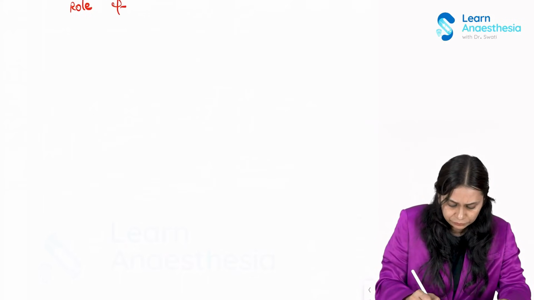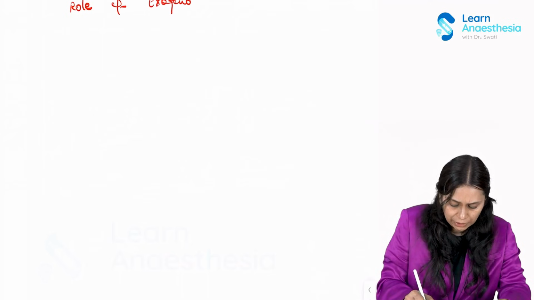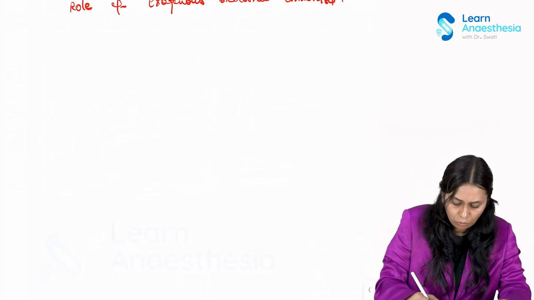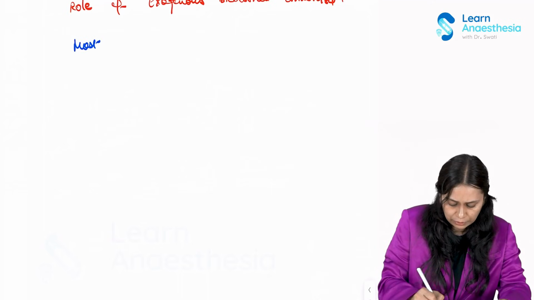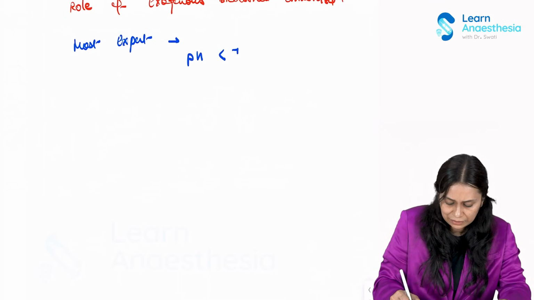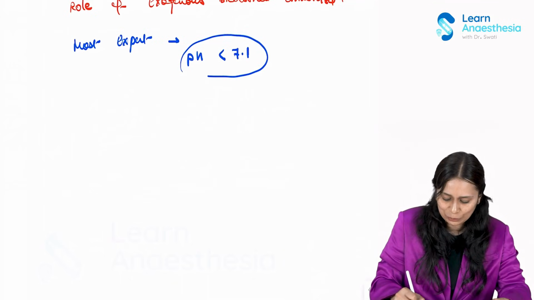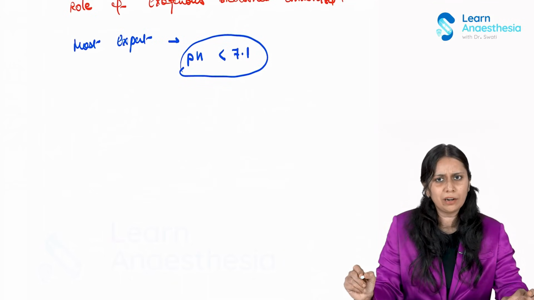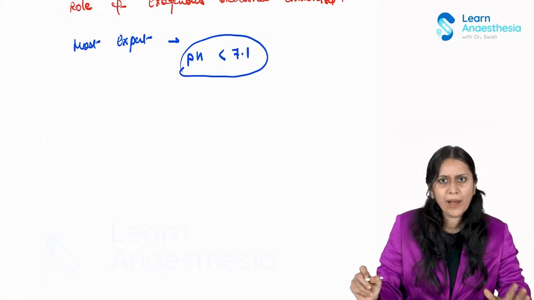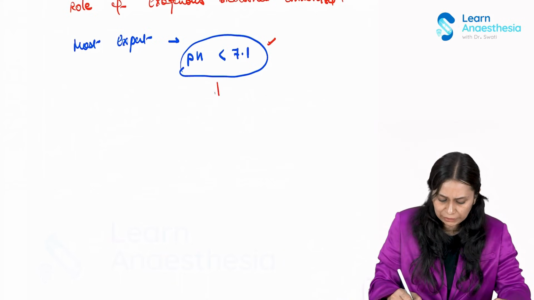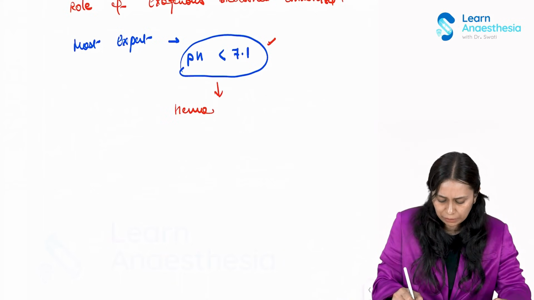Role of exogenous bicarbonate is controversial. Now, most experts believe that if pH is less than 7.1, I am saying most experts, not all, less than 7.1, then we can go for bicarbonate therapy. Now, why are we targeting less than 7.1? Because if pH is less than 7.1, there are a lot of ill effects which cause hemodynamic instability.